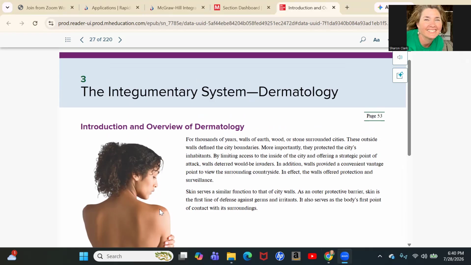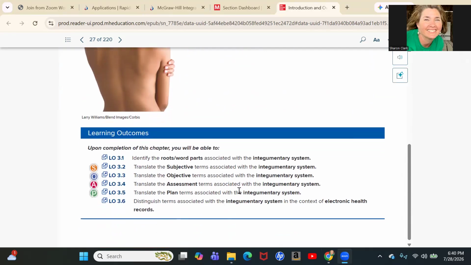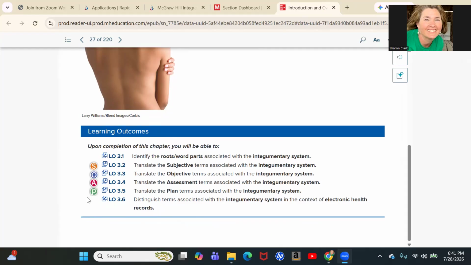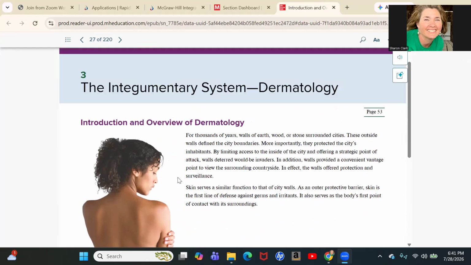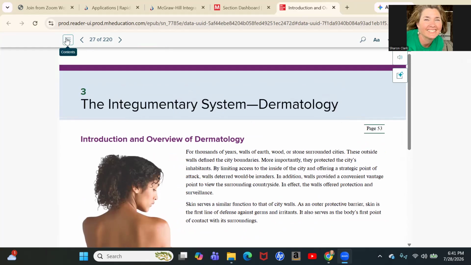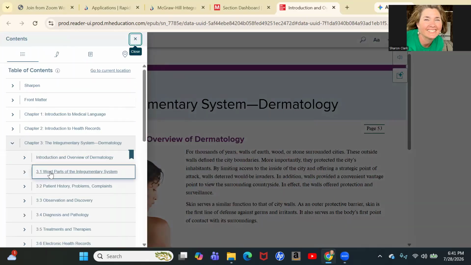two different sections. The first section will be covering word roots and word parts, subjective terms and objective terms. If you remember back in chapter 2, we learned about SOAP note format: subjective, objective, assessment, and plan. You'll notice the rest of your textbook outlines that same format with the different body systems. So we start from the outside in, looking at the skin.